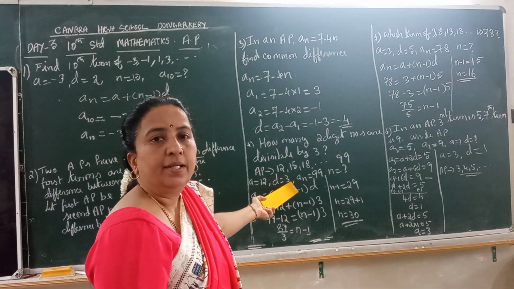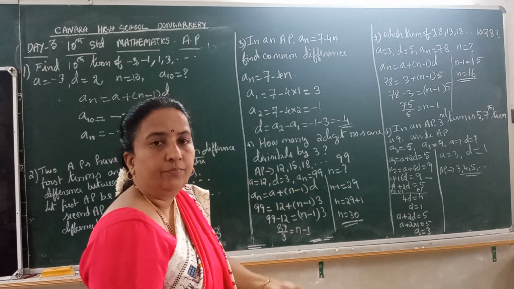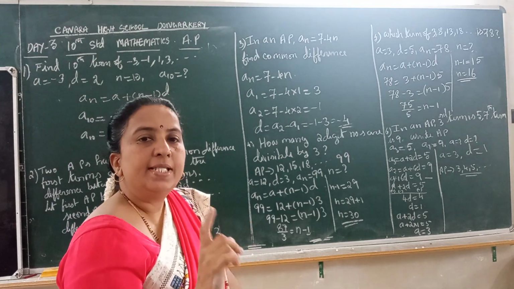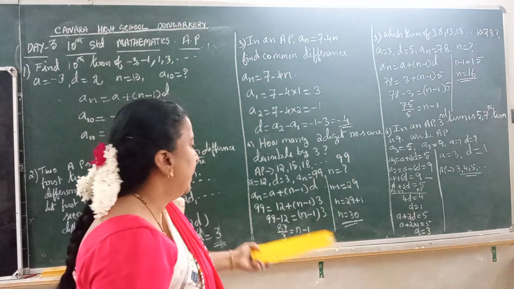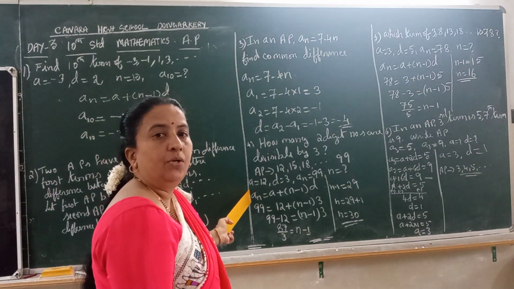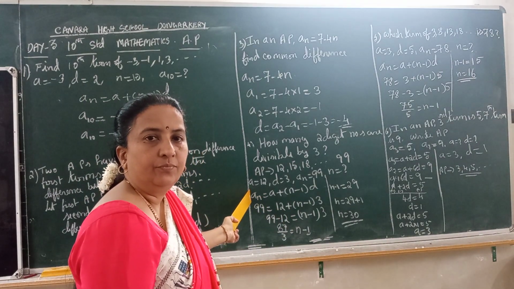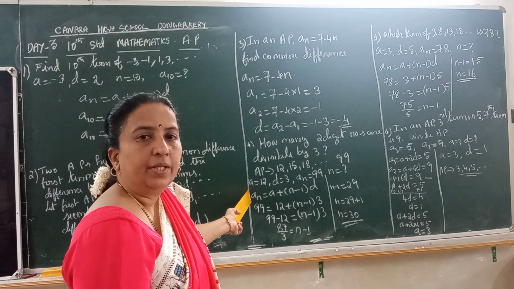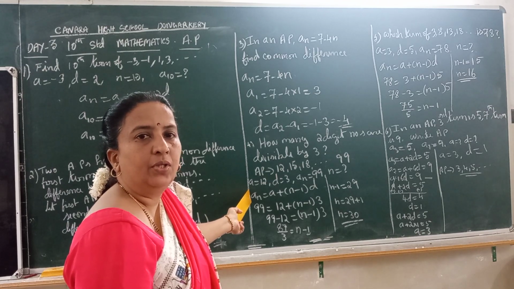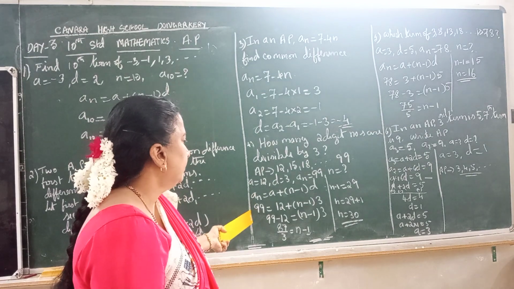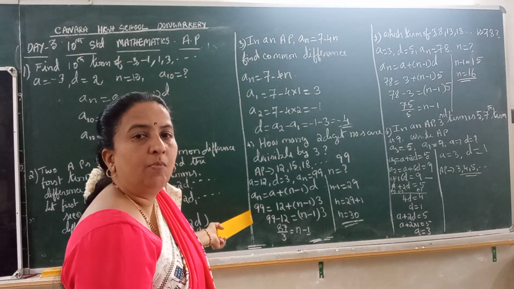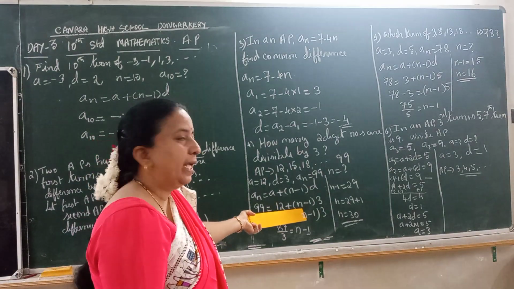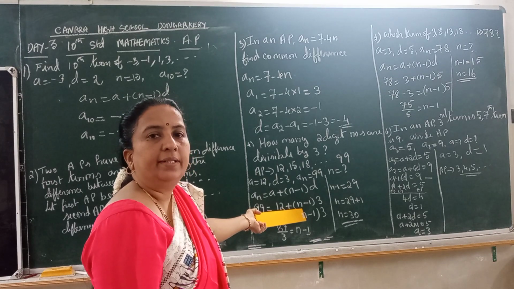An is equal to 99, n is equal to how much? We have learnt only one formula, so we will make use of the same. Which is that? An is equal to a plus n minus 1 into d. Copied? In place of an, how much do we have to write? 99. 99 is equal to 12 plus n minus 1 inside the bracket, outside 3.